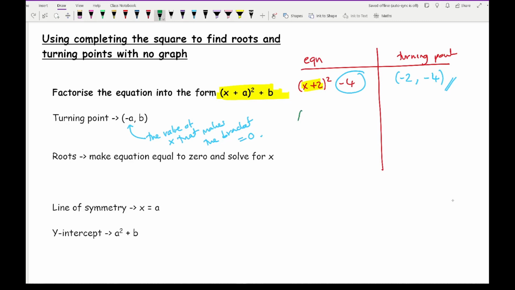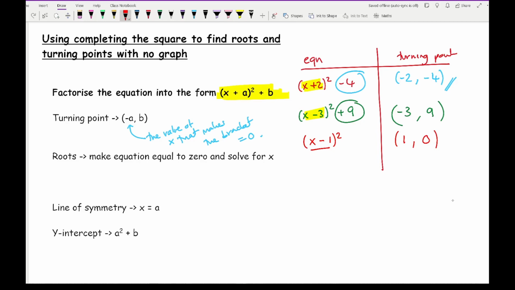If I had the equation of x minus 3 squared plus 9, so the value of x that makes this bracket equal to 0 is going to be 3. And the number at the end is positive 9, so the turning point is at 3, 9. If I had, let's say, x minus 1 squared, just that, then here the value of x that makes this bracket equal to 0 is going to be 1, and I've got no number at the end, so it's just 0, so the turning point is at 1, 0. So just be mindful of that.